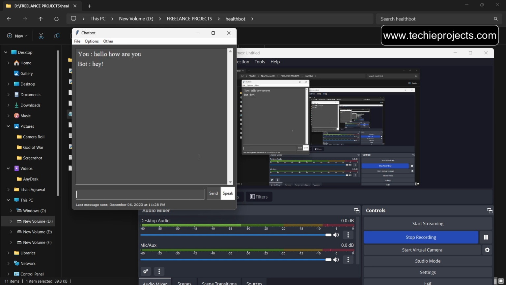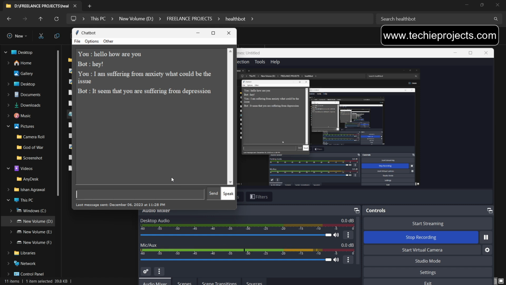Okay, so let's check out the whole functionality. I am suffering from anxiety. What could be the issue? It seems that you are suffering from depression.